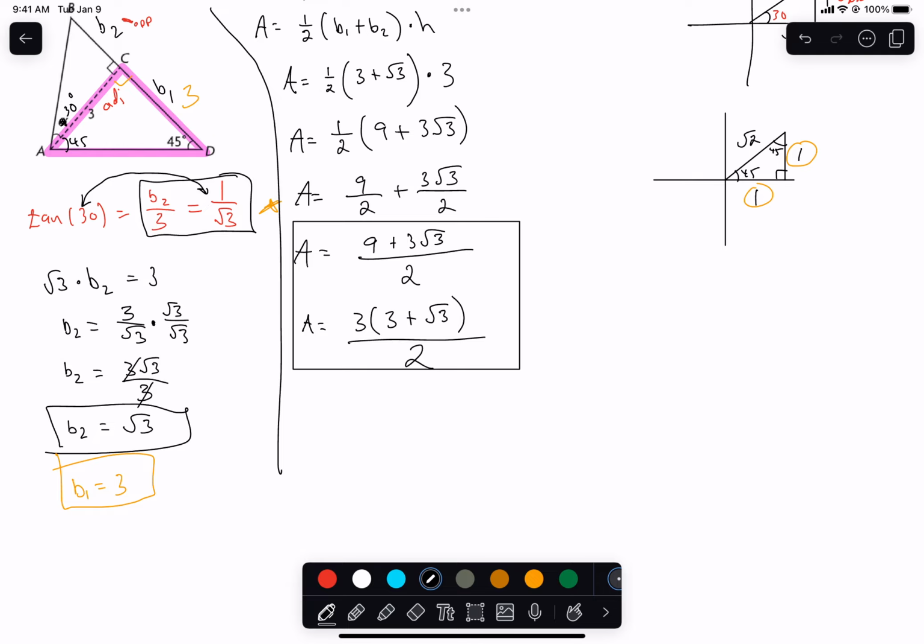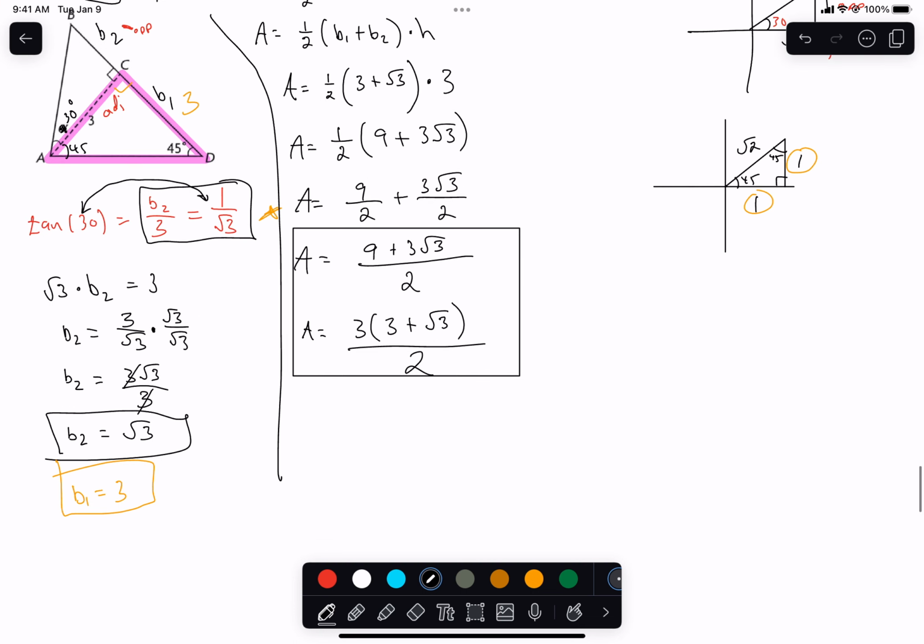Pretty loaded question. That's a toughie, but it's just building on some of those skills, and it really illustrates your ability to make connections between the special triangles and how they've been scaled up or down proportionally. So a little proportional reasoning for you there in that question.